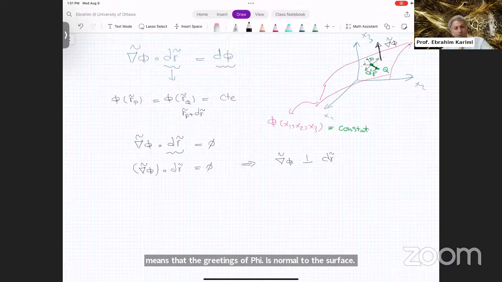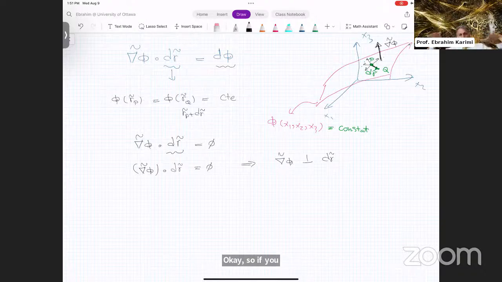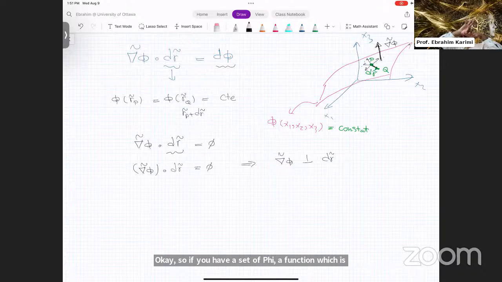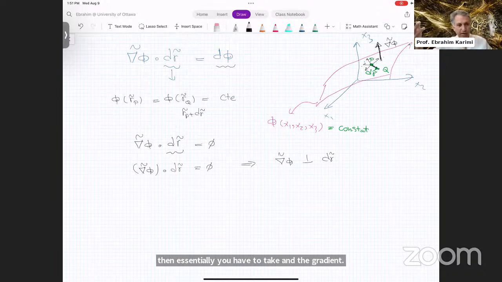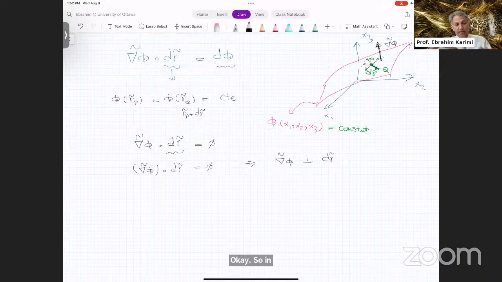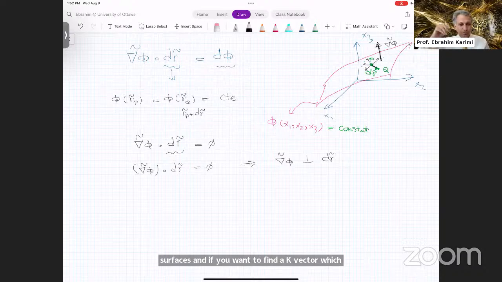Okay? So if you have a surface of phi, a function from a surface, then the gradient of phi is always orthogonal to that surface. Remember, that's really an important property. So if you want to find a normal to co-phase surfaces, then essentially you have to take the gradient. In optics, for example, we have the co-phase surfaces, and if you want to find the k vector which is orthogonal to that, you have to take the gradient of the phase.